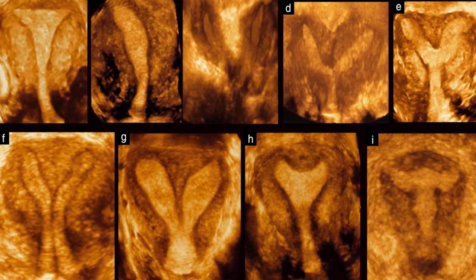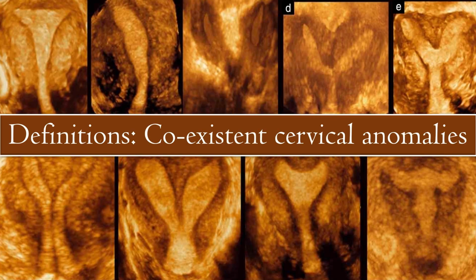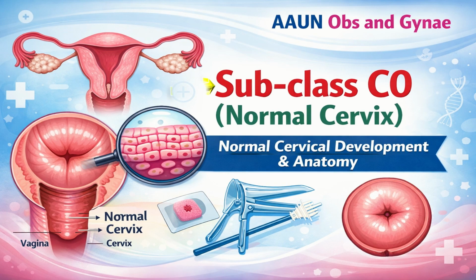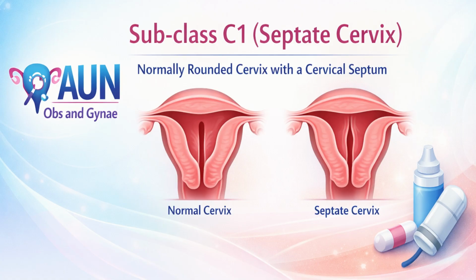Now we will discuss the definition of coexisting cervical anomalies. Subclass C0 is the one having normal uterus, normal cervical development and anatomy. Subclass C1 is the one with septate cervix, which include all cases of cervical absorption defects, and it is characterized by normally formed externally rounded cervix with the presence of cervical septum.